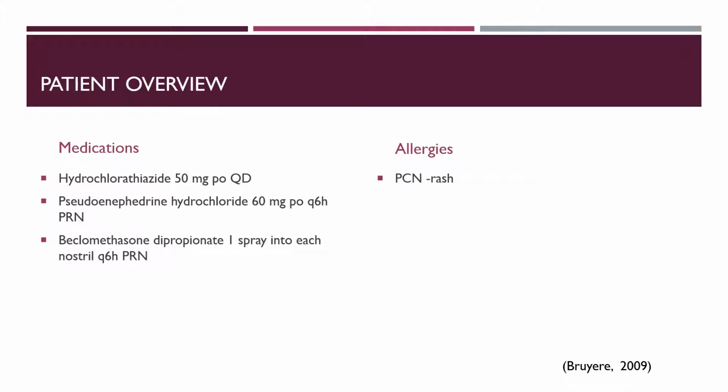The medications that EW takes: hydrochlorothiazide, 50 milligrams PO QD, Sudafed, 60 milligrams PO Q6 hours, and he also takes Qvar, one spray into each nostril every 6 hours as needed. His allergy to medications is penicillin, in which he gets a rash.